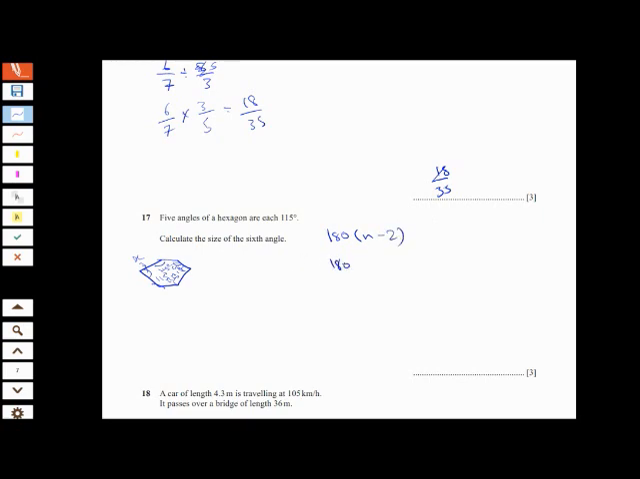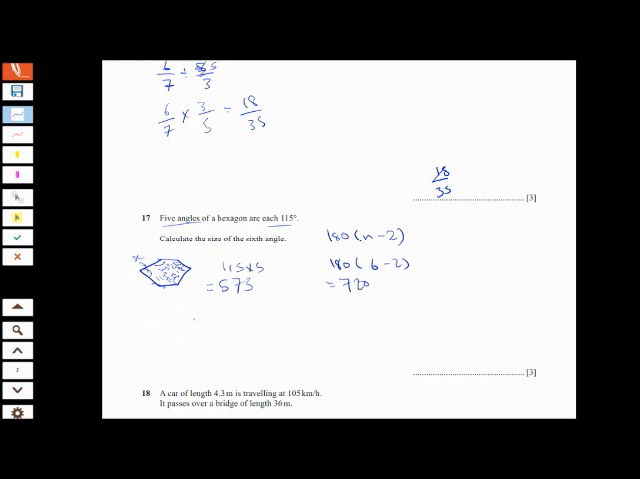So let's substitute the values inside, 180. N, which is the number of sides of the figure, 6 minus 2. And that would equal 720. Okay, let me double check. 180 times 4. Yes, 720. And now 115 times 5. Because they said here that there are 5 angles, which are 115. That would equal 575.